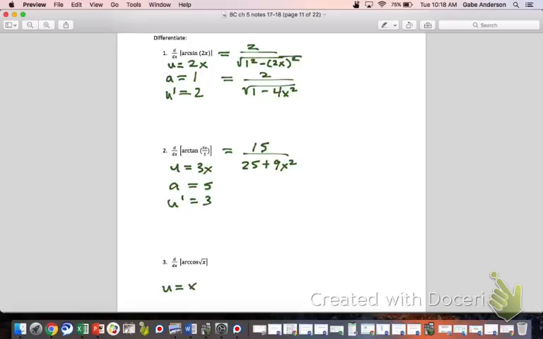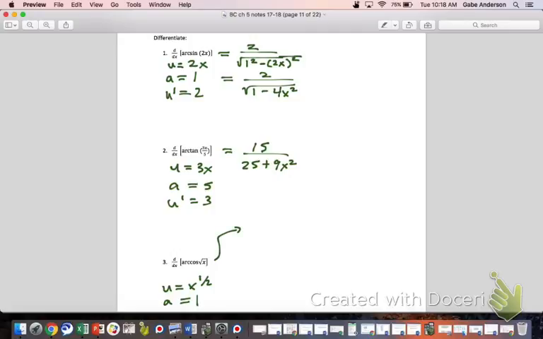U is x to the 1/2, and a is 1. Did you write out a u prime for this one? You could do it in the middle of it. I mean, you don't have to do that, but I think identifying the u and the a is key. So would you mind sharing what you did for an answer?